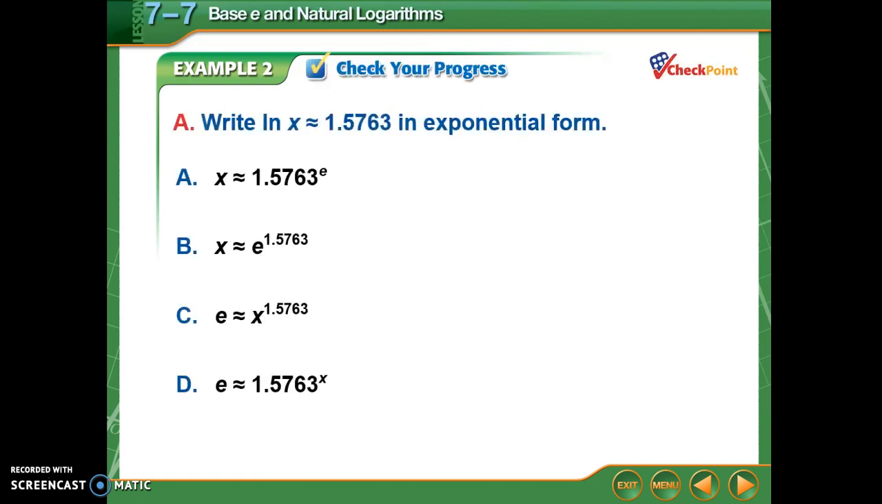Again, this is just review. This is exactly the same as it was back in section 3 when we first learned about logarithms. It's the same as it was with common logarithms. The process is always the same. You just have to recognize that ln means log base e. So try this one.